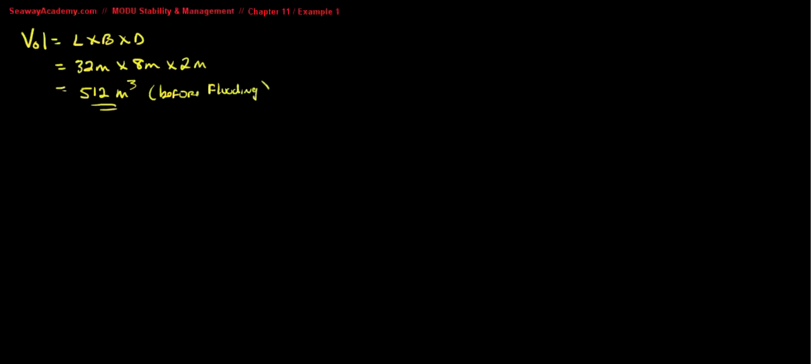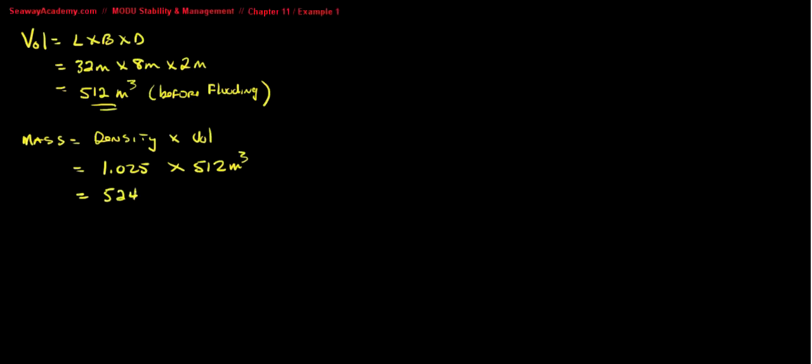Now the mass is your density times the volume. And we're in salt water. So your density is 1.025 times the volume of 512. So the displacement of the barge before flooding was 524.8 tons.